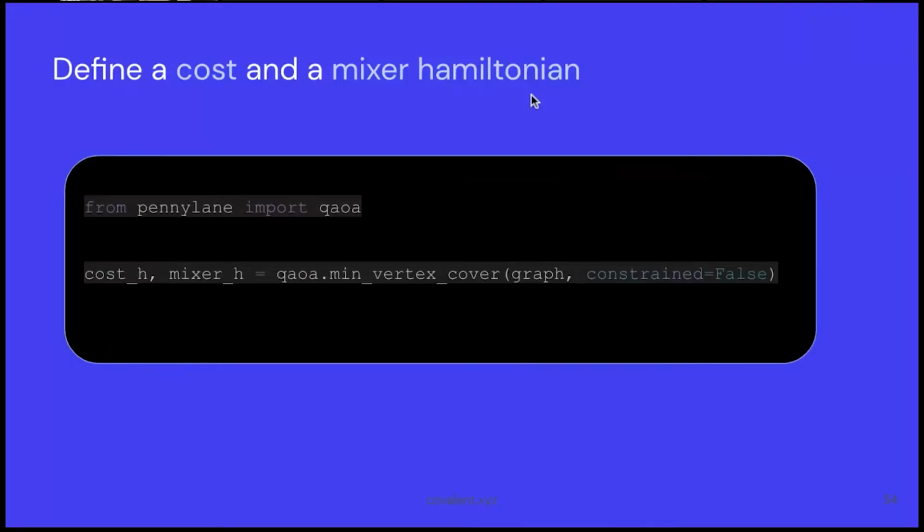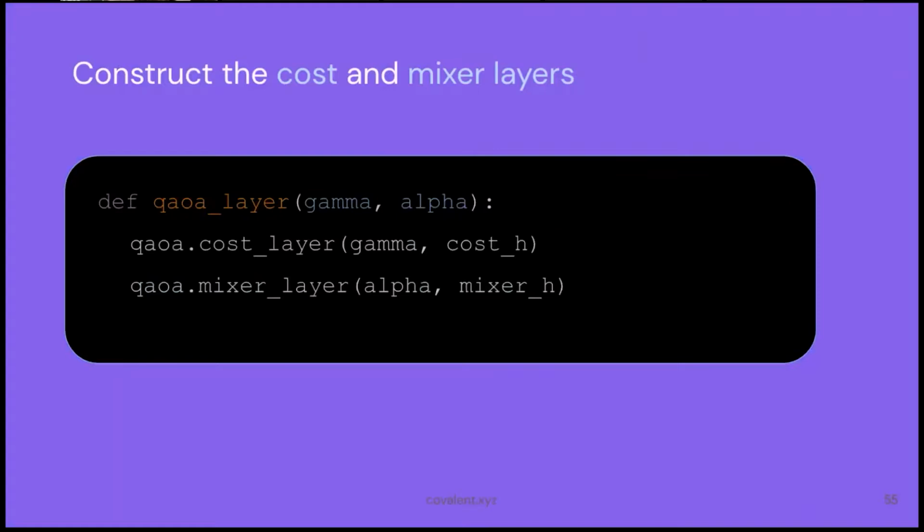So defining a cost and mixer Hamiltonian is really easy with PennyLane because they already have QAOA preloaded. So it'll take in the graph that we generate, which contains the vertices and all of the edges, and then it'll suggest a cost Hamiltonian and a mixer Hamiltonian. We can define some function that generates both of the unitary operators, or the cost layer and the mixer layer, by combining the Hamiltonians that we just created and the tunable angles gamma and alpha.